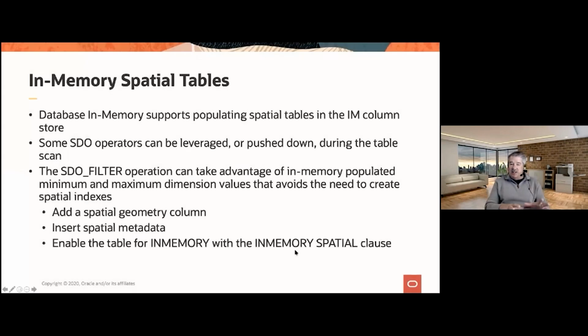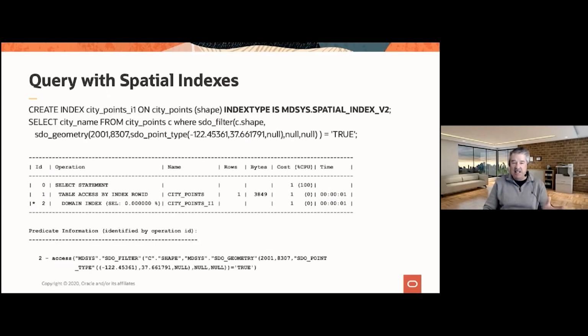We also support in-memory spatial tables. So now we have JSON support, text support, and spatial support in the column store in memory. With an SDO filter operation, you can search for geometric points in memory in the column store, as opposed to having to access that separately in the database. We think that's pretty cool as well, and it's the same kind of idea.